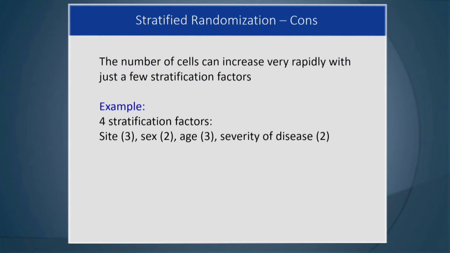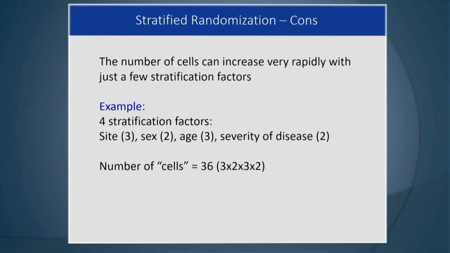And let's say you think age has something to do with the outcome. So you want to stratify by age, and you just pick 3 age groups. Not a lot. And you want to stratify by severity of disease. And just the minimum is low severity and high severity. So it sounds pretty decent. But look what happens. How many cells, and I put quote cells, do you have?